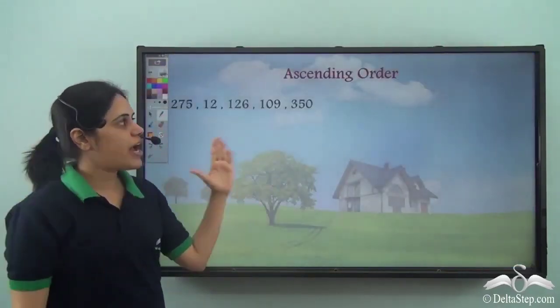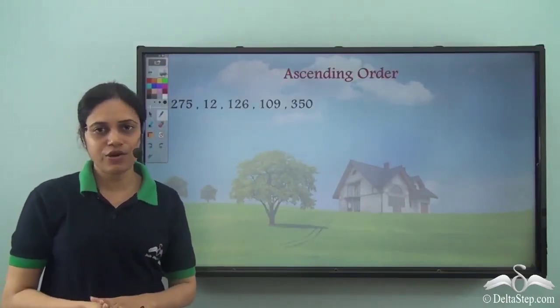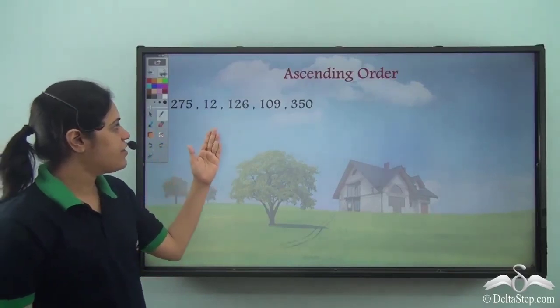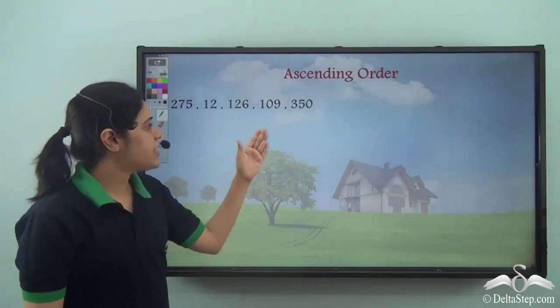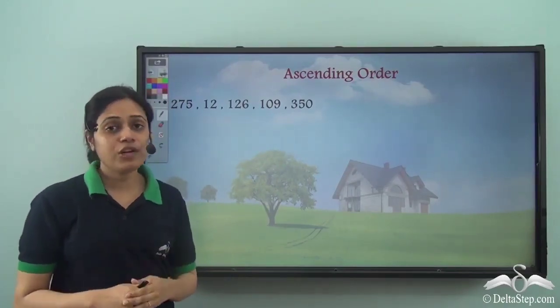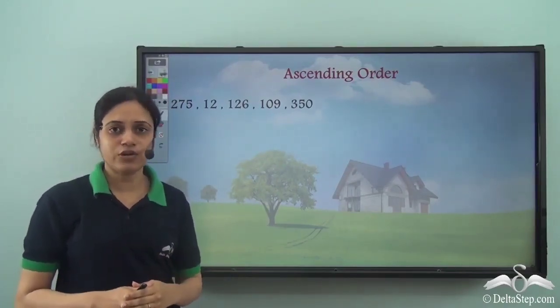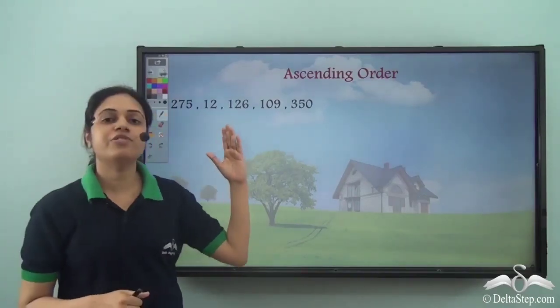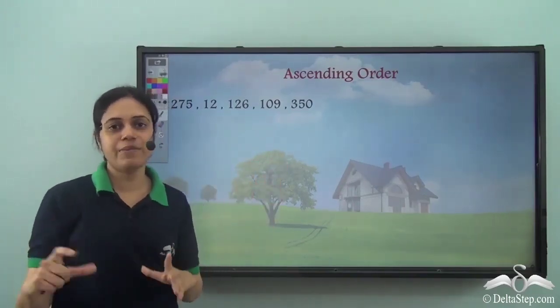So now can you try and arrange these numbers in ascending order? We have numbers 275, 12, 126, 109, 350. Well, how will you arrange these numbers in ascending order? How will you know which number is the smallest, which number is the biggest, and which numbers come in between?